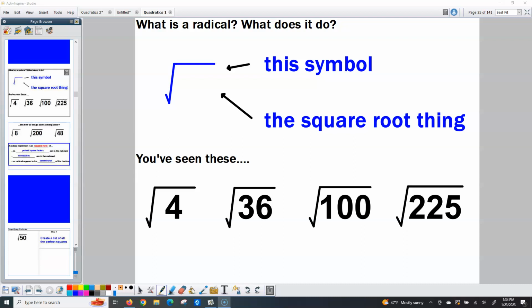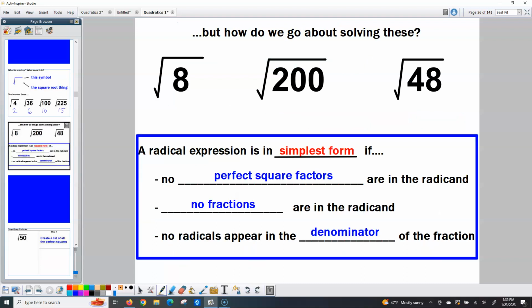Square root of 4 is 2. Square root of 36 is 6. Square root of 100 is 10. And really, what you're asking yourself is, what times itself would give me 4? What times itself would give me 36? What times itself would give me 100? And that's what the square root is.